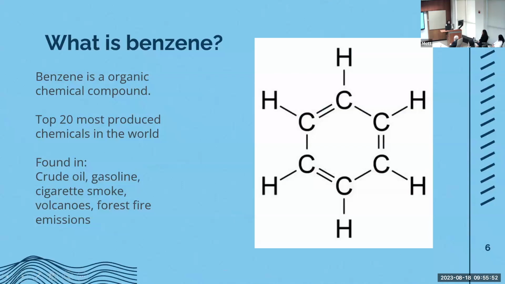So there are thousands of different types of air pollutants. For this specific project, we're focusing on benzene. Benzene is an organic chemical compound and is one of the top 20 most produced chemicals in the world. It can be found in crude oil, gasoline, cigarette smoke, volcanoes, and forest fire emissions.